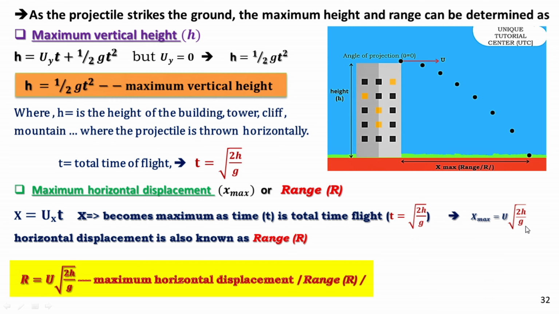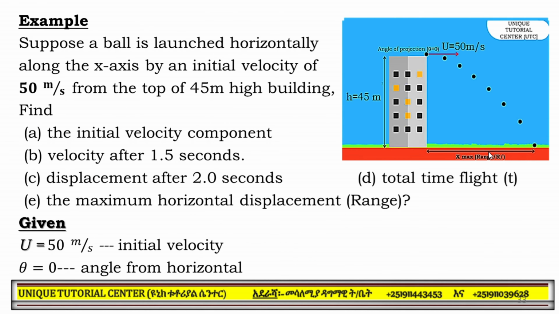Instead of t, we use root of twice of h over g, and by doing this we can determine the maximum horizontal displacement or range. Range is equal to u times the root of twice of h over g. This is the maximum horizontal displacement for horizontal projectile motion. For a horizontally launched projectile we get the maximum horizontal displacement with this.